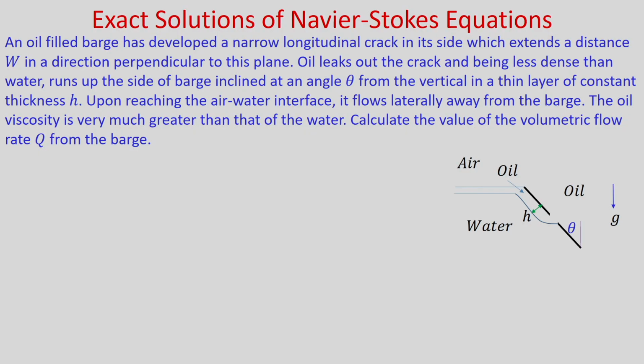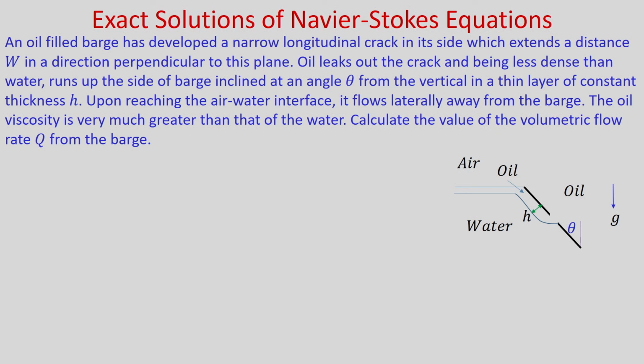Now, let us consider the next problem. An oil filled barge has developed a narrow longitudinal crack in its side, which extends a distance w in a direction perpendicular to this plane. Oil leaks out the crack and, being less dense than water, runs up the side of the barge inclined at an angle theta from the vertical in a thin layer of constant thickness h. Upon reaching the air water interface, it flows laterally away from the barge. The oil viscosity is very much greater than that of the water. Calculate the value of volume flow rate Q from the barge.